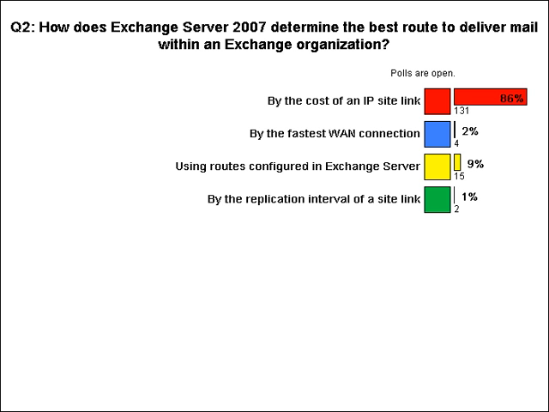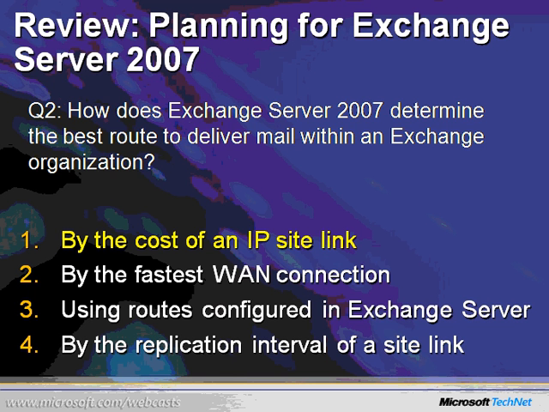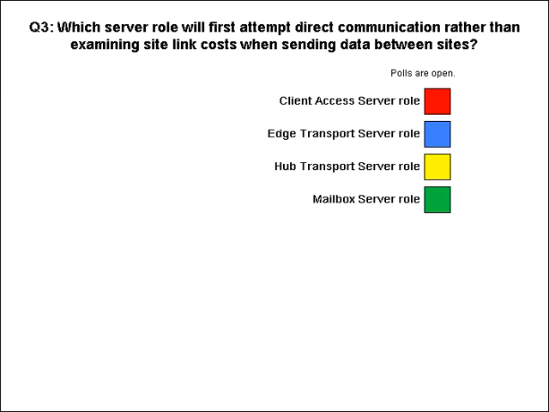It looks like the majority of you are indeed getting it correct. The answer is by the cost of an IP site link. So remember what I said. Exchange 2007 with the Hub Transport Server role is site aware, and it will look at the site topology. So it's going to query AD to get that site topology, right, so that it can actually send the email to the appropriate site in terms of finding the other Hub Transport Server.